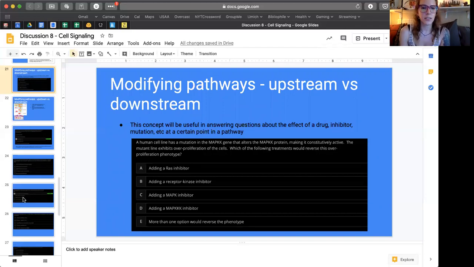So this interesting problem roulette question states, a human cell line has a mutation in the MAPK gene that alters the MAPK protein, making it constitutively active. The mutant line exhibits overproliferation of the cells. Which of the following treatments would reverse this overproliferation phenotype? And then you can look through all the options on your own.